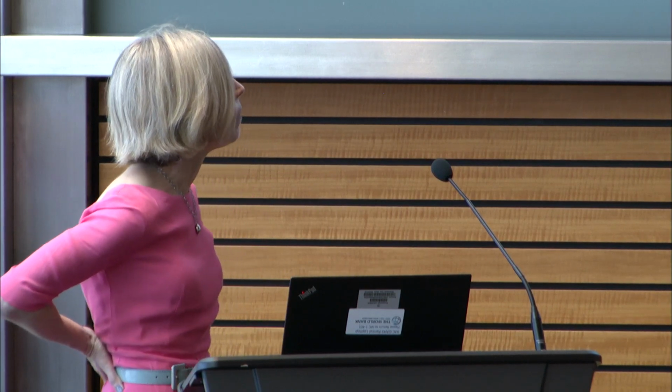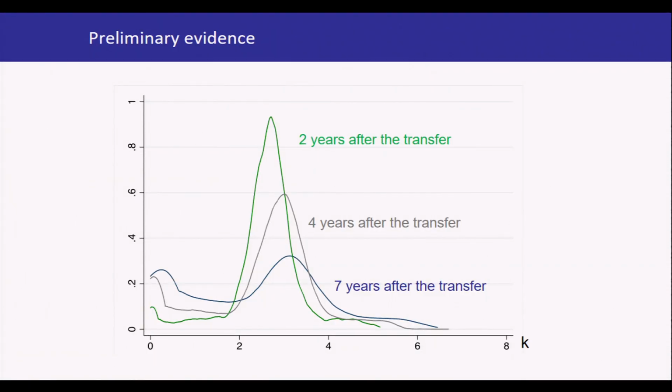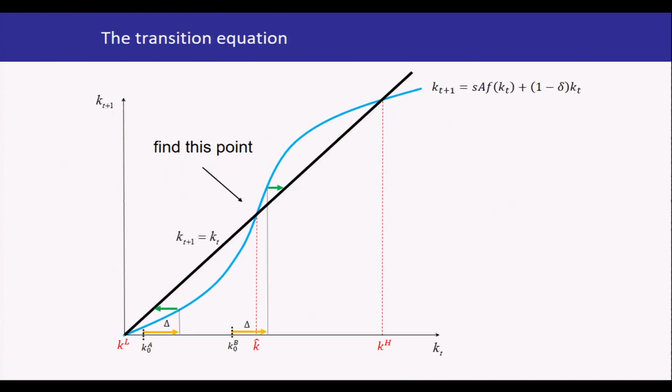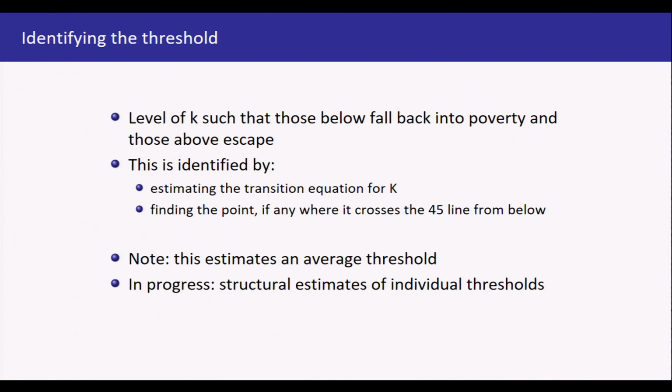And here is the preliminary evidence of our luck. This is the density of assets 2 years after the transfer, 4 years, and 7 years after the transfer. And you see that there are people sliding back. So that suggests that perhaps there's something going on. So how do we assess whether there's something going on? Well, we need to find this point, right? How do we find this point?